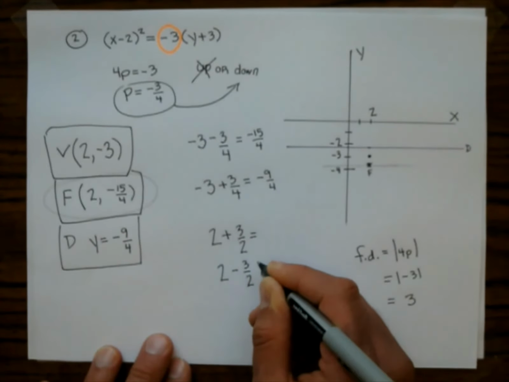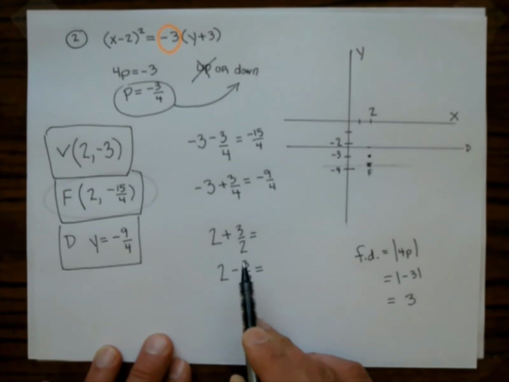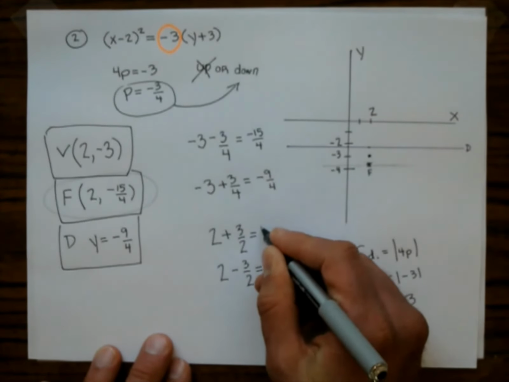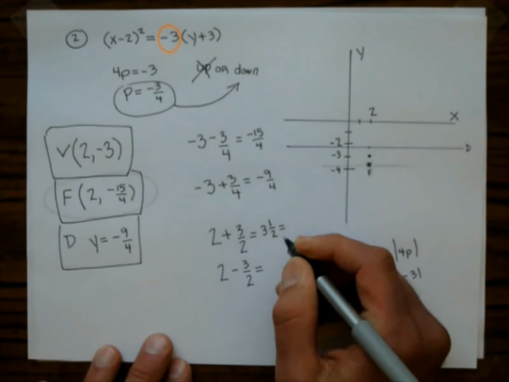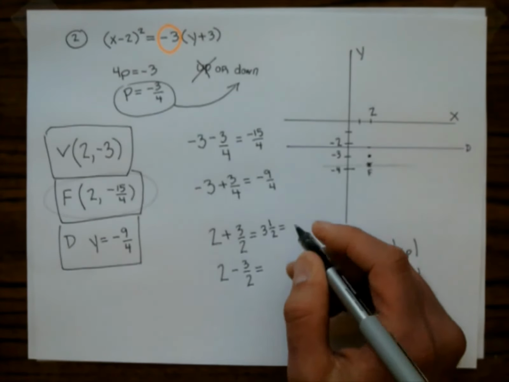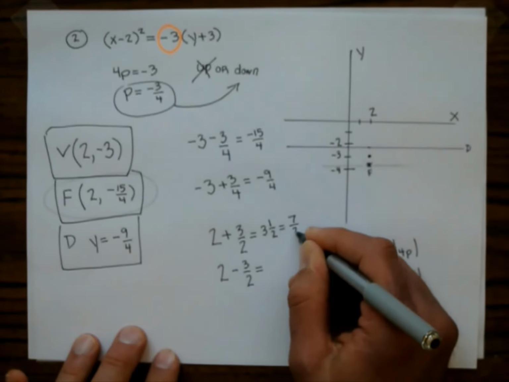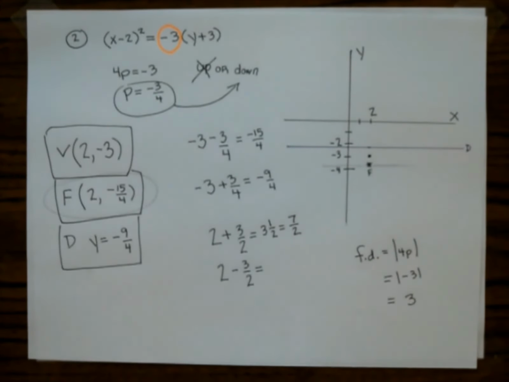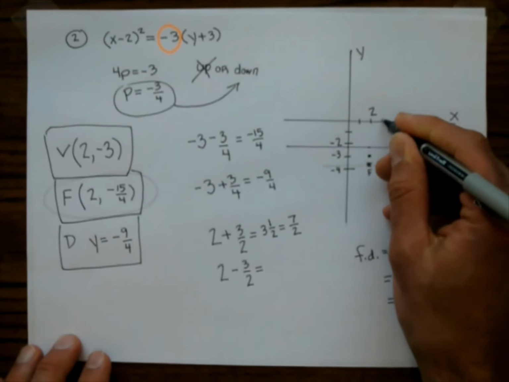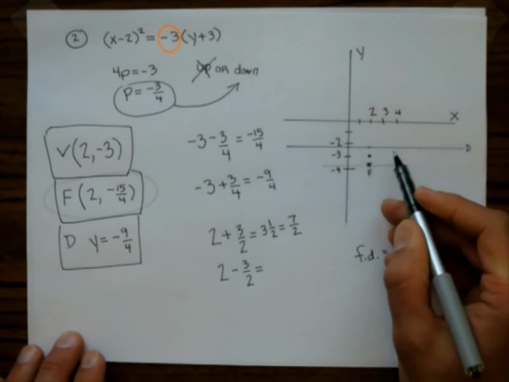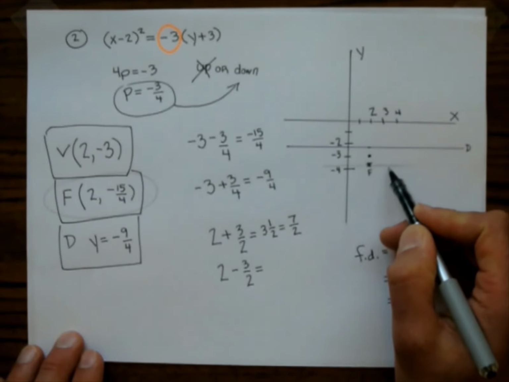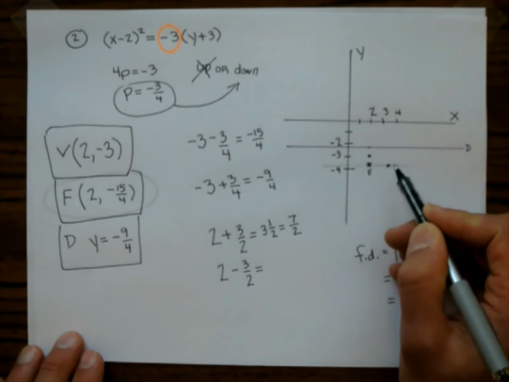So the fractions are kind of ruining the whole day on this. So you could say that this right here is 3.5. Let me write that down. Some of you prefer the mixed numbers. It's actually 7 halves if you want to write it as an improper fraction. And so I'm going to go 3, 4, and I'm going to put a little mark right halfway between there. So this is one of the endpoints.